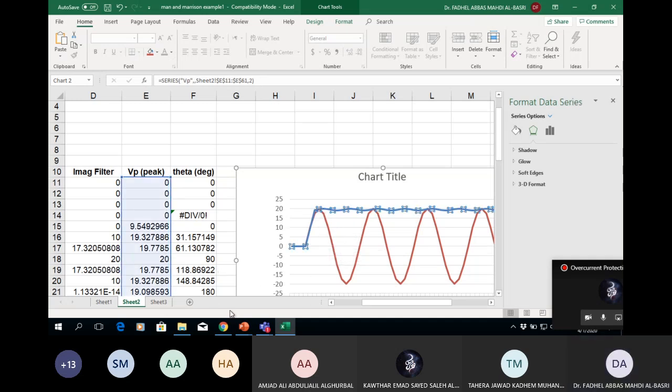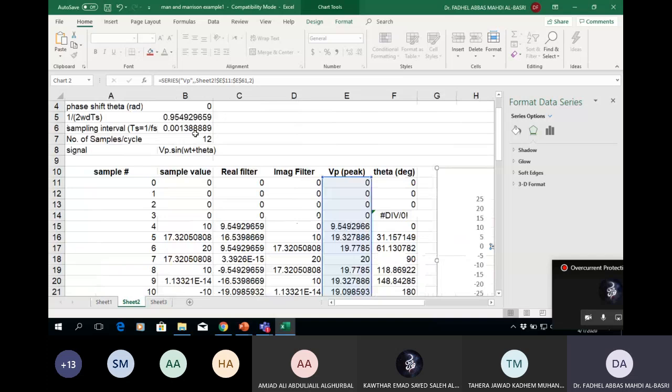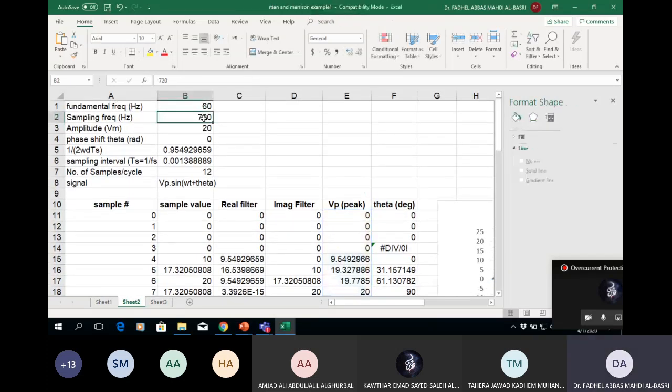All right. Now, suppose I increase the sampling frequency, instead of 12 samples, I want to get a higher sampling frequency. So I'll increase it to double, or let's say 20 times. The double is, instead of 12, I'll go to 24, which corresponds to 1,200 hertz.